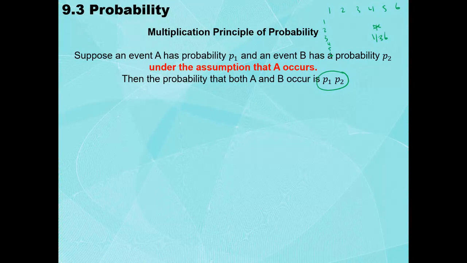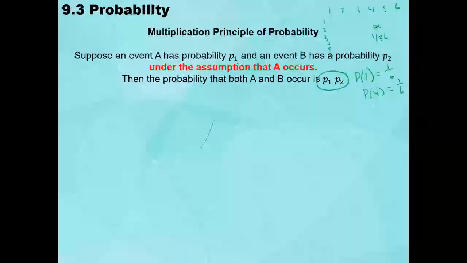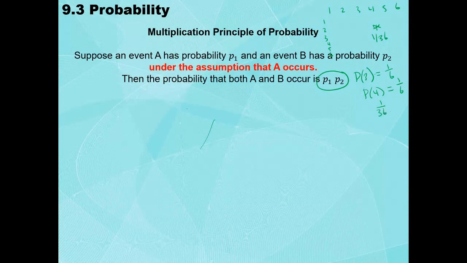However, think about it in 2 separate events. What's the probability of getting a 3? Well, that would be 1/6. What's the probability of getting a 4? Well, that would also be 1/6. Well, the probability of getting a 3 and then a 4 is going to be 1 out of 36. Multiply that, right? So this is under the assumption that A occurs.